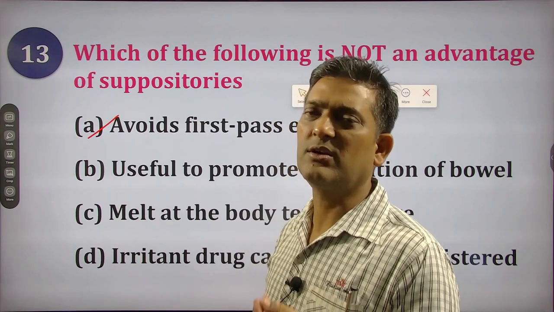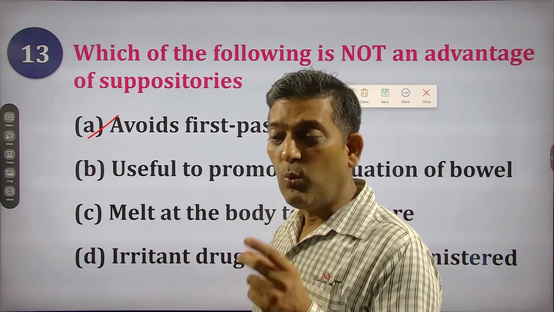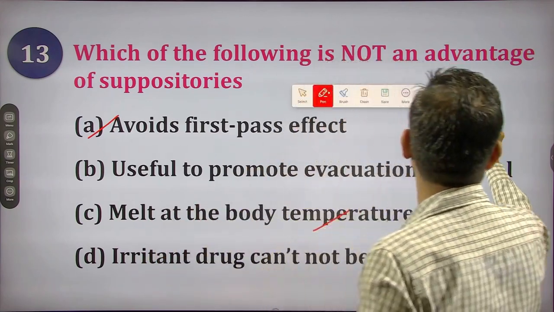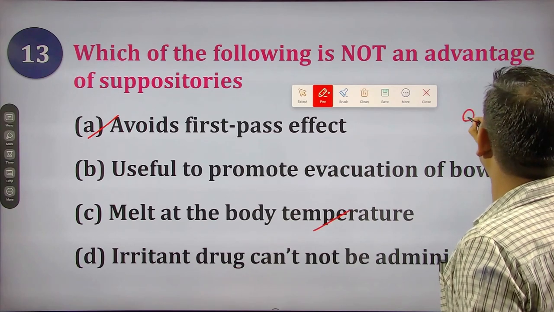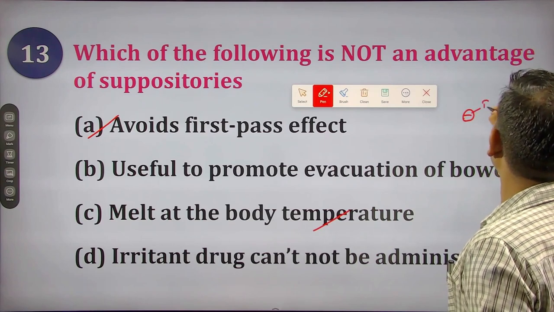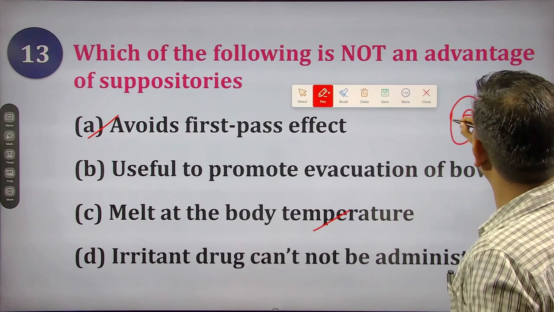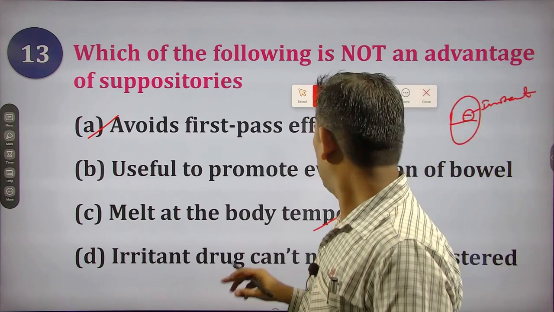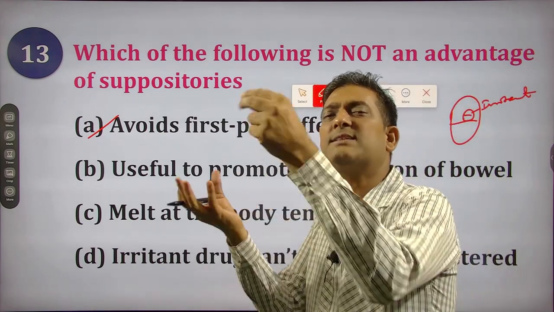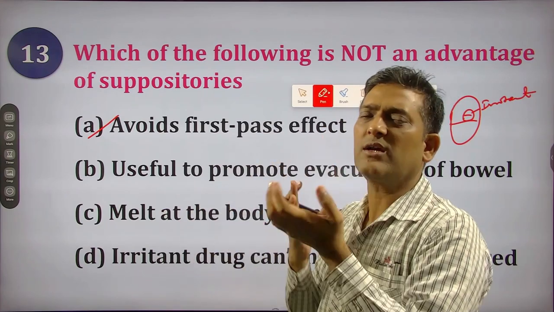Suppose some drugs are irritant; in that case a capsule is the better option, because you can put the irritant product in a capsule. Suppose you draw this is a capsule, and you keep this small capsule containing the irritant drug inside another bigger capsule. A small capsule containing irritant drug is kept inside a larger capsule, so that direct exposure of the drug to the body is not there.